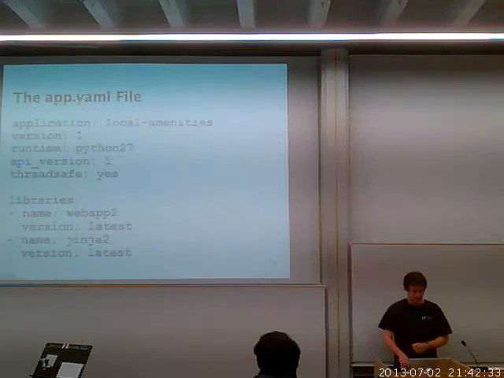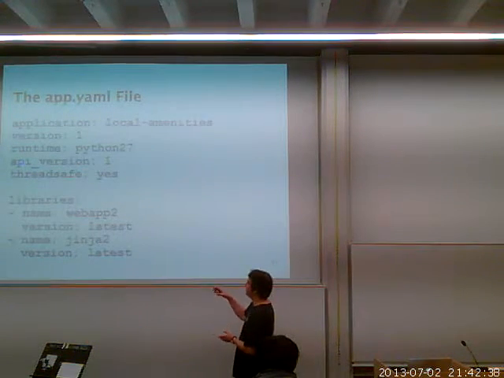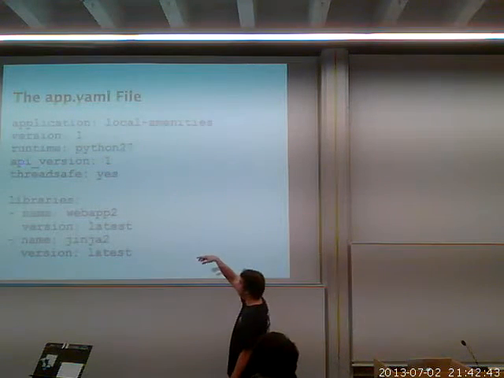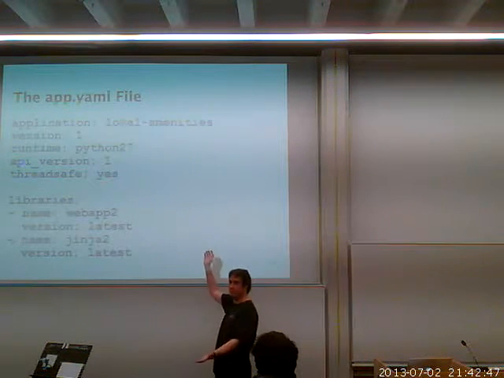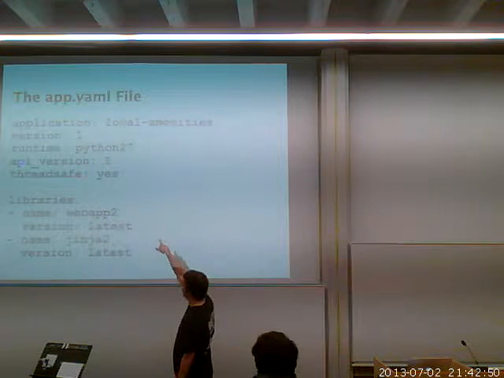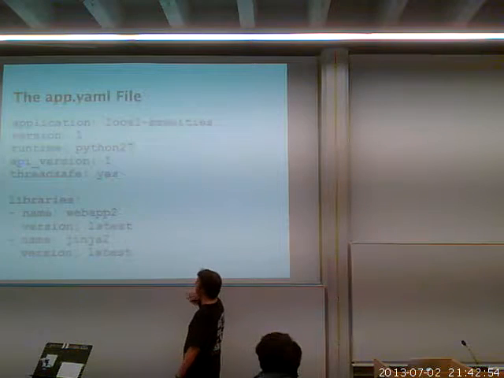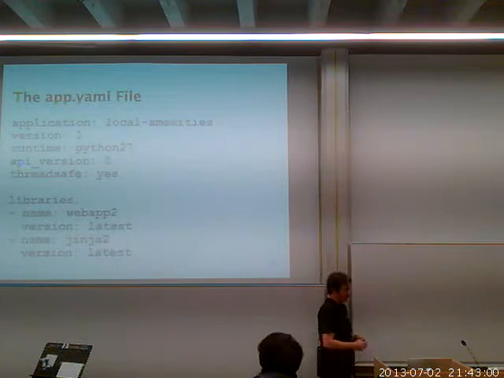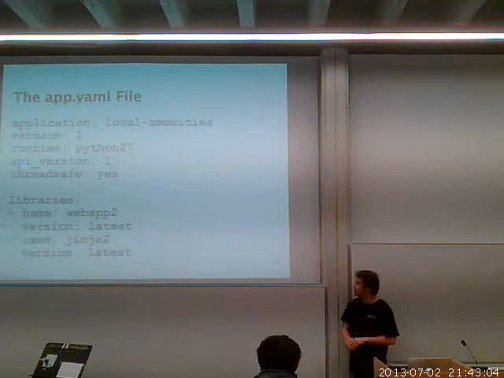And then, as I said, there's this magical YAML file, which takes what's in the actual application code and just tells Google where stuff is. So we have the application, using version 1 in this case. The runtime is using Python 2, which of course should be used for the coursework. The API version of Google App Engine it's using is version 1. There's a later version, but it's designed to use Google App Engine version 1. It is thread safe.